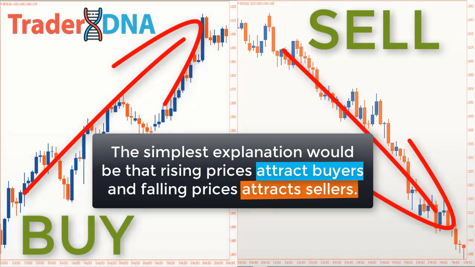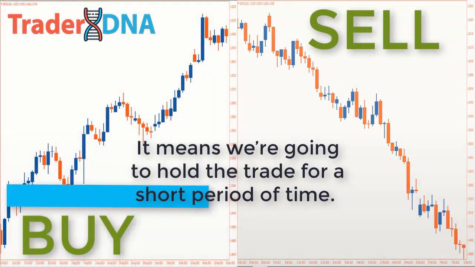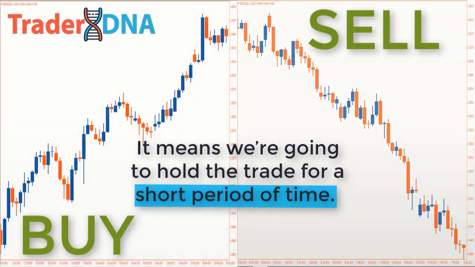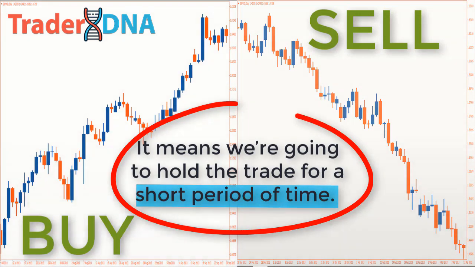Pretty simple, right? Using a momentum indicator strategy means we're going to hold the trade for a short period of time, anywhere between a few minutes and up to a few days. Basically, the best momentum trading strategy runs until the momentum dries out. So, we only want to concentrate on the relative strength of any instrument.